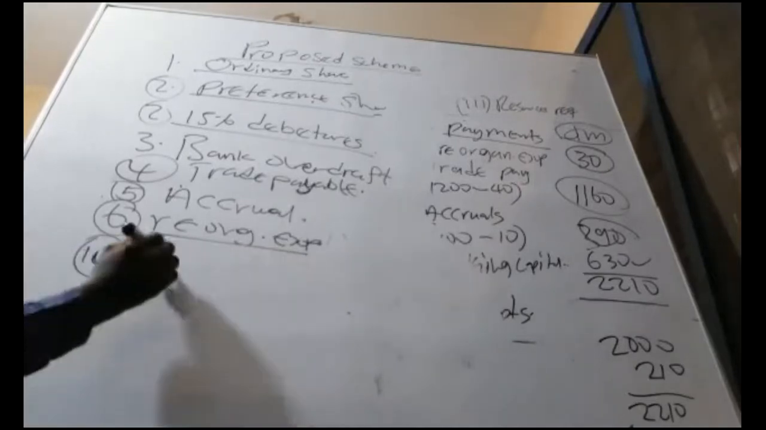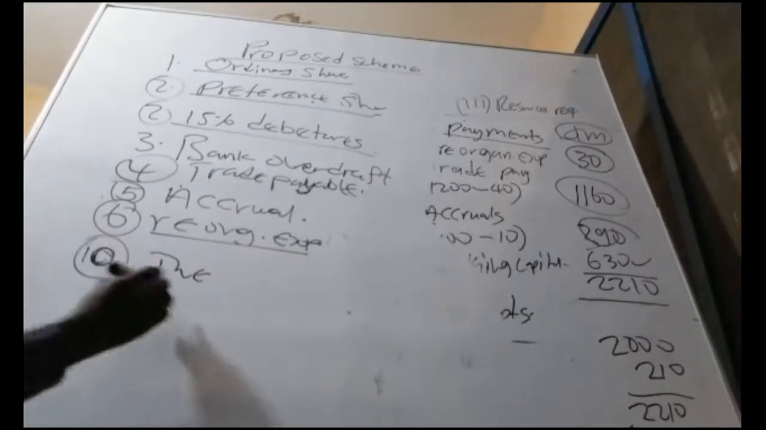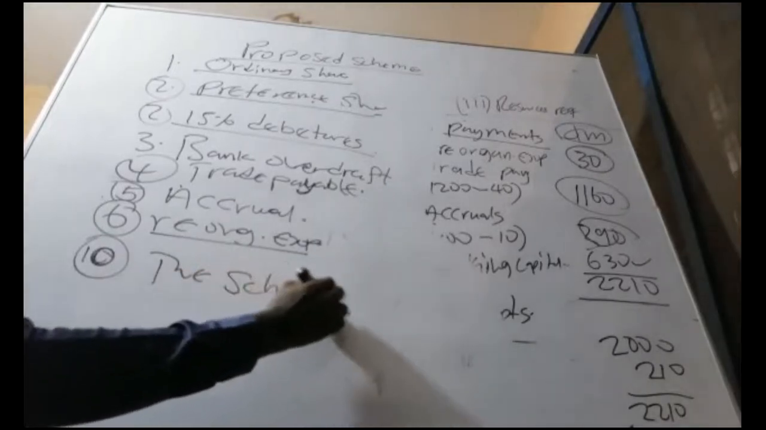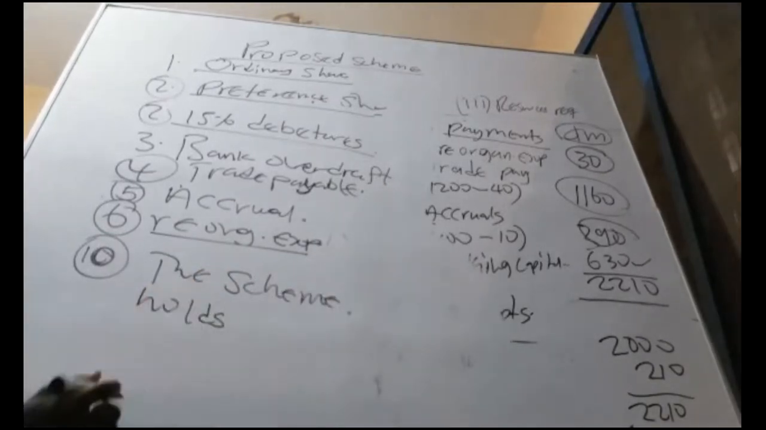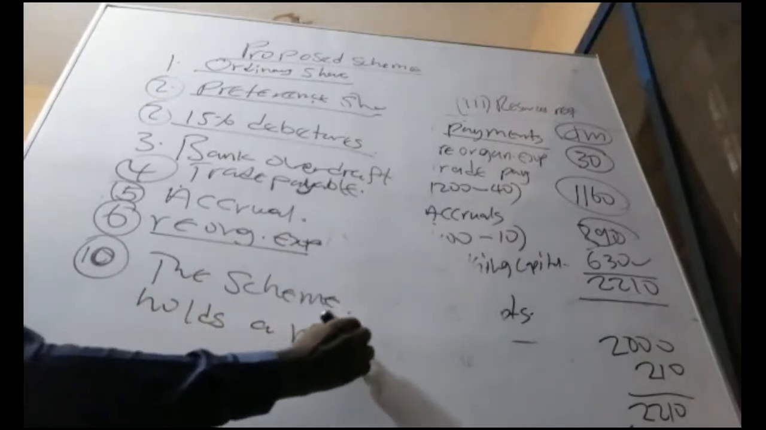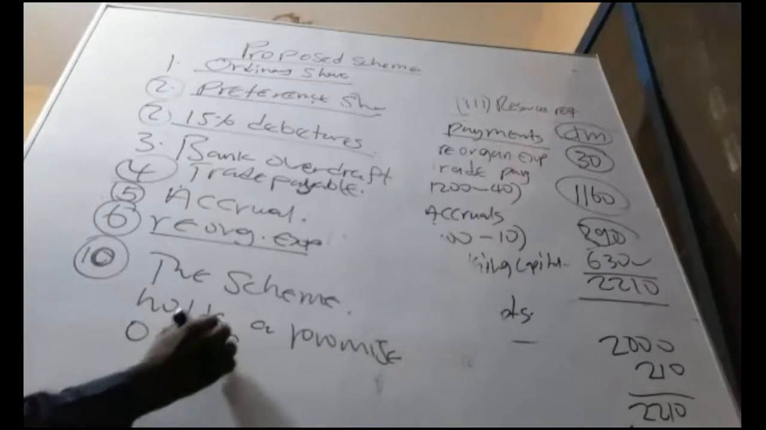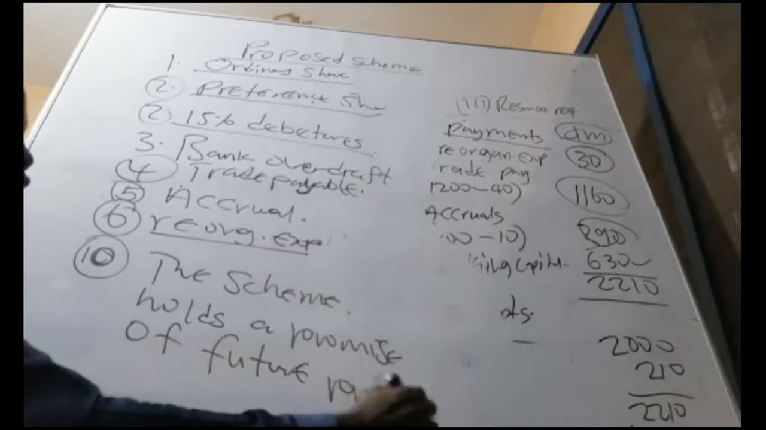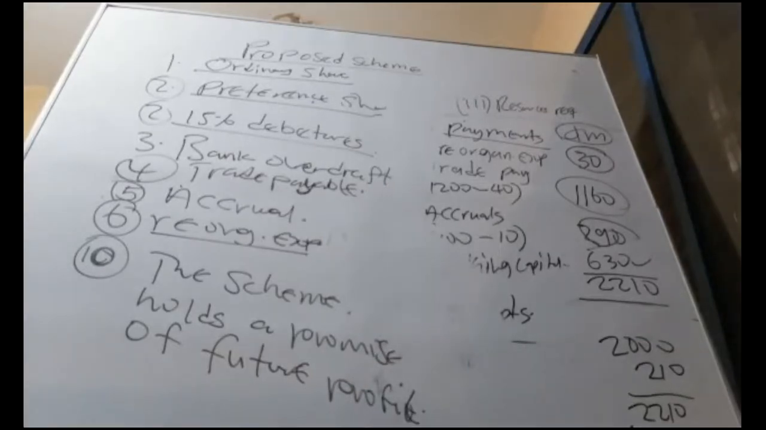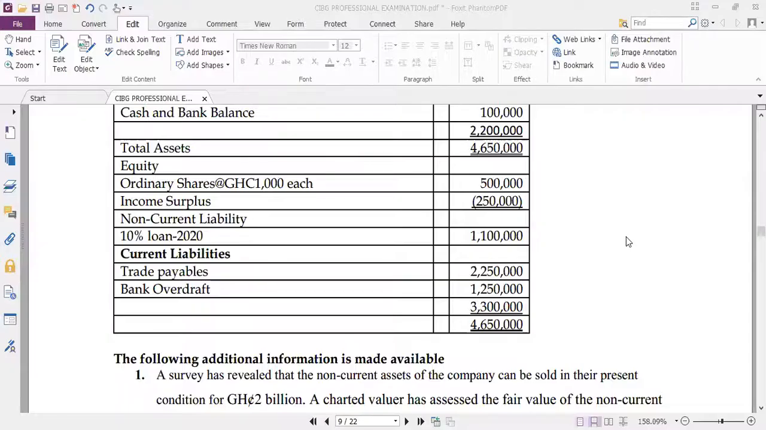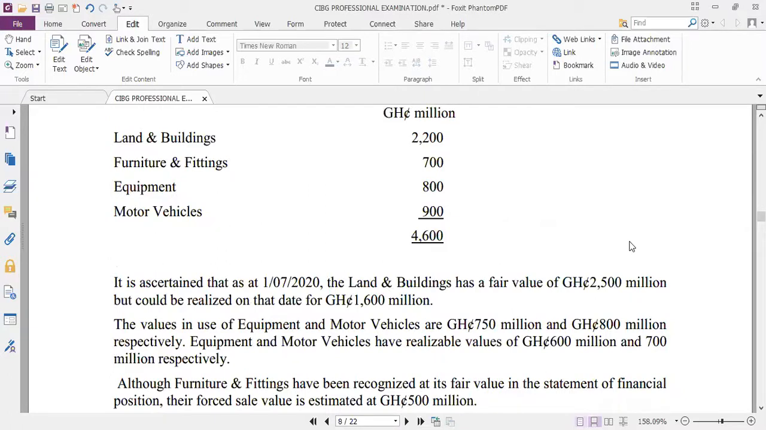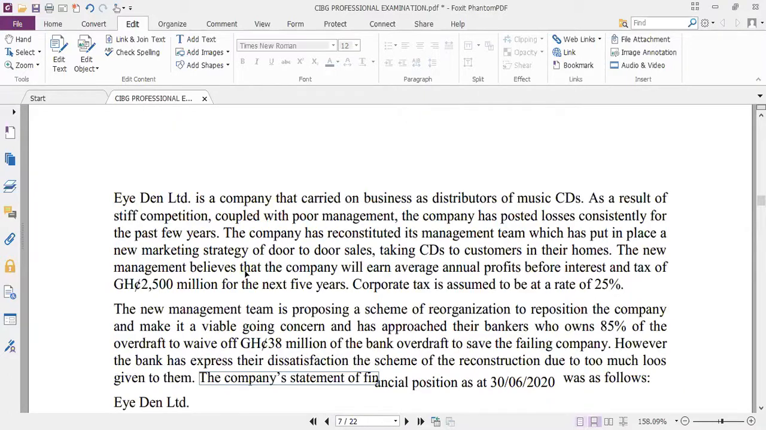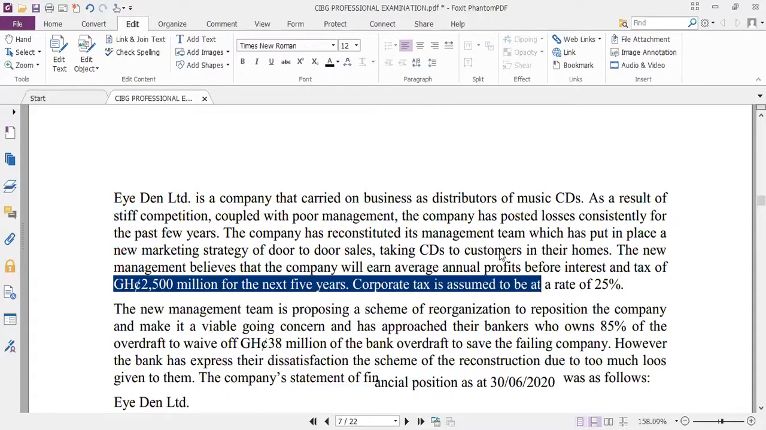So the scheme holds a promise of future profits. Have you seen on top of the question? The examiner quoted some 2,500 there. You are just repeating what is in the question. Good. Perfect. This 2,500, that's what you are repeating for the examiner.